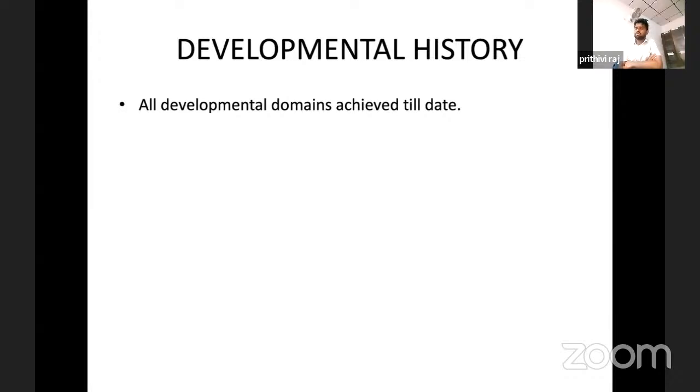One is gross motor, another is fine motor, another is language, fourth is social. Then 5 and 6: vision and hearing. That is also very important, so you should mention vision and hearing also. Okay, next, you can carry on.